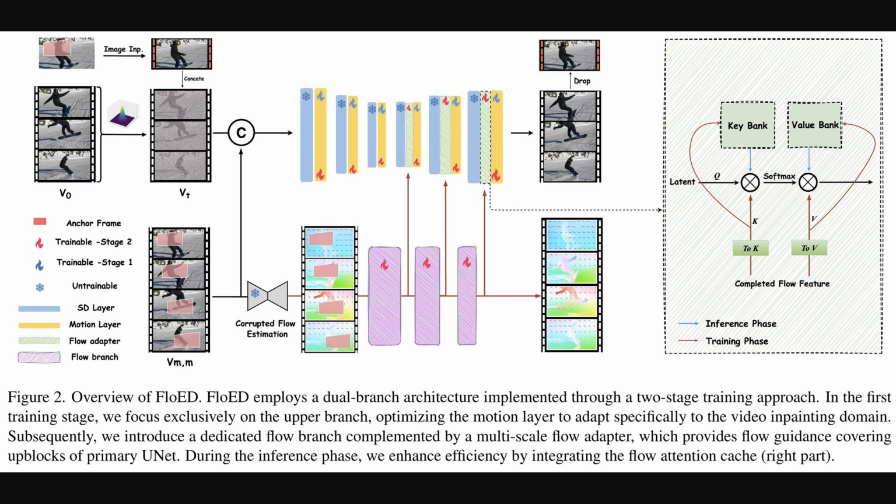You can also see how the anchor frame concept fits in at the beginning. And importantly for efficiency, look at the diagram on the right that illustrates the flow attention cache, which cleverly reuses flow information during inference to speed things up, contributing to that faster time we saw in the first figure.